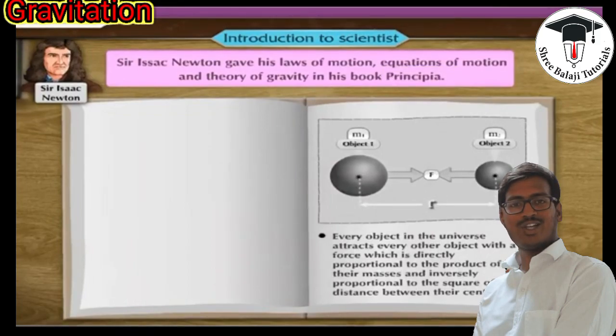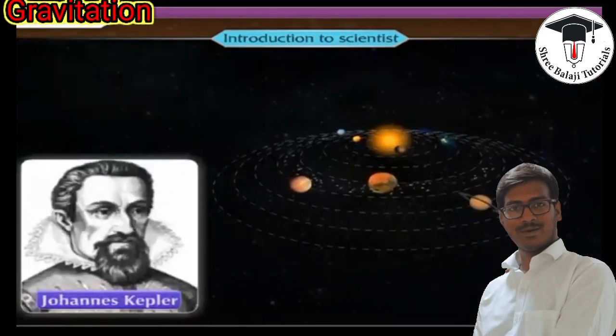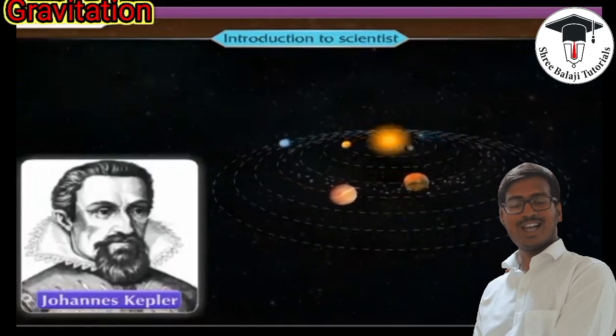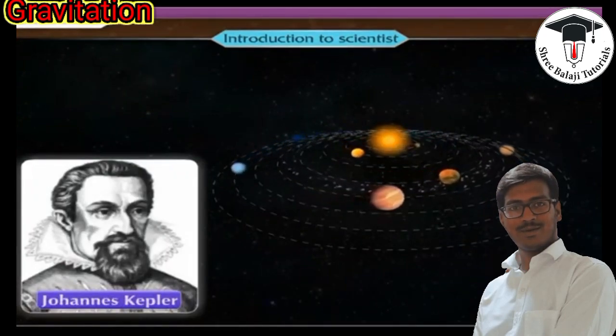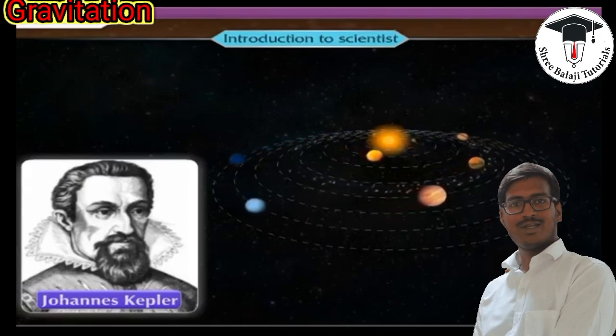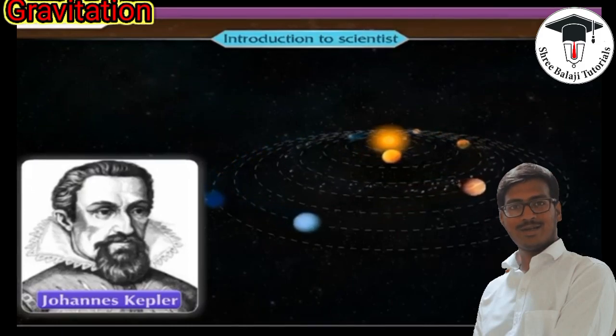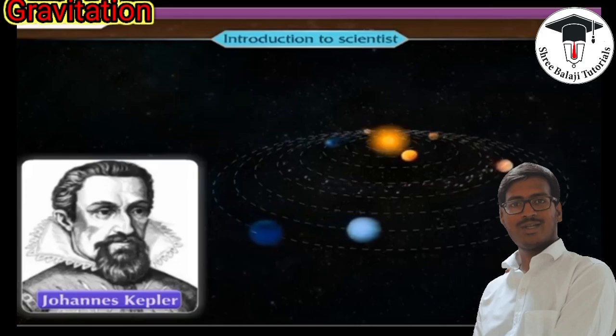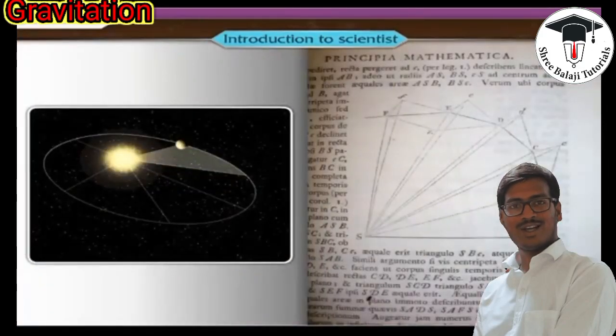Before this book was written, Kepler had given 3 laws describing planetary motions. However, the reason why planets move in the way described by Kepler's laws was not known. Newton, with his theory of gravity, mathematically derived Kepler's laws.